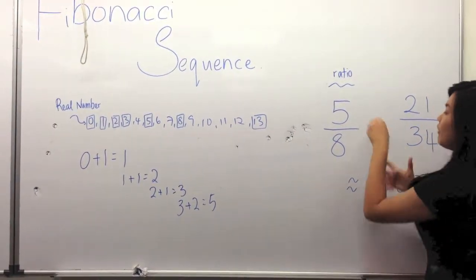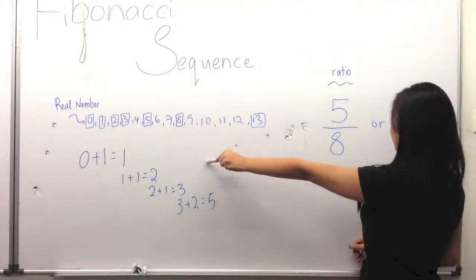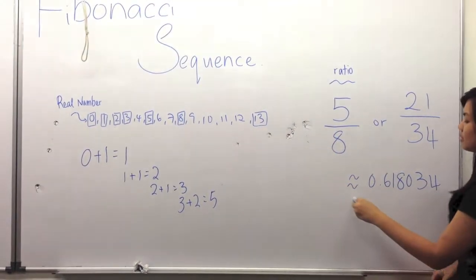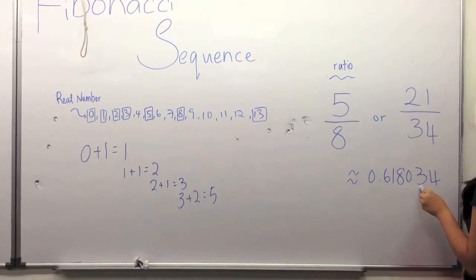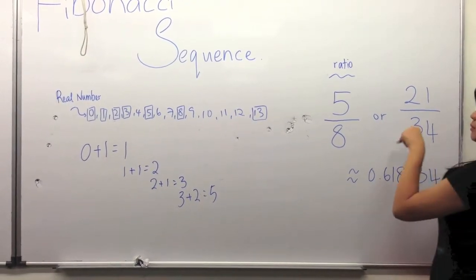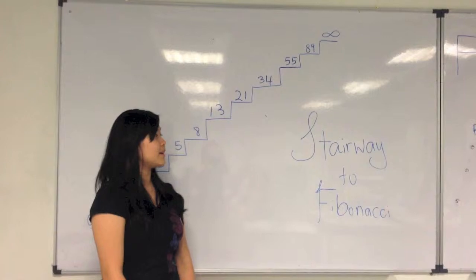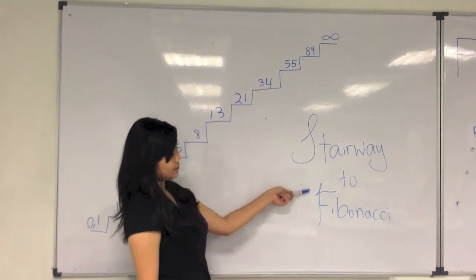As you can see, 5 and 8 are Fibonacci numbers. If you round them out, it becomes approximately 0.618034. It's the same for other Fibonacci numbers as well. To make things simpler, I have done a stairway to Fibonacci.